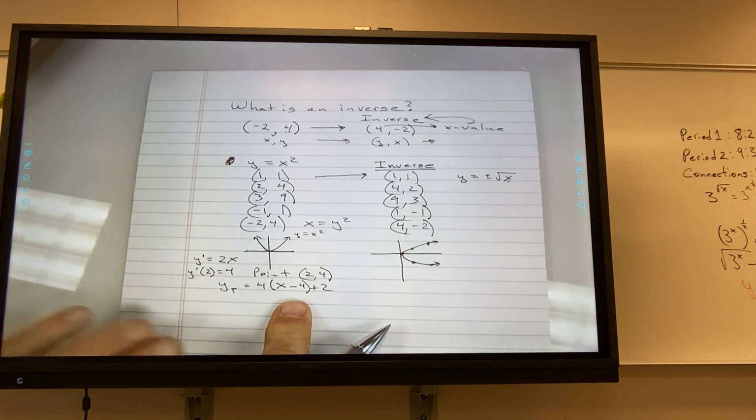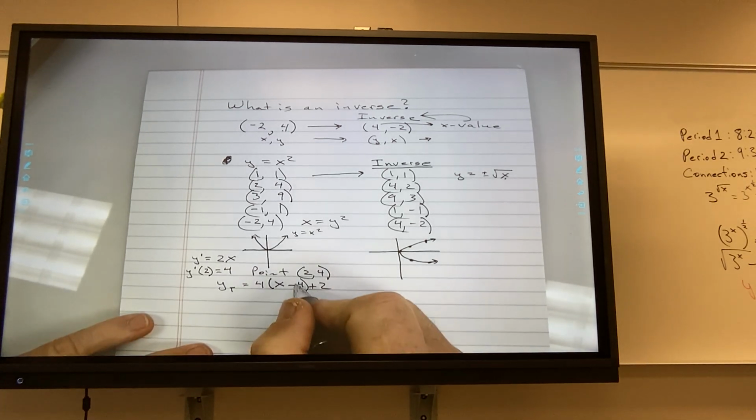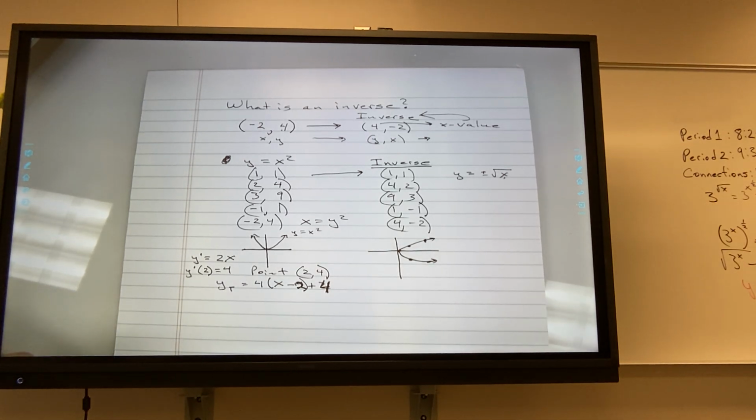Now, wait, I'm confused. I got the 4. I got x plus 2. This is wrong. It should be y equals 4 times the quantity x minus 2, plus 4. Are you not unconfused now? I put it in the normal tangent line format. I stopped doing the mx plus b, because I realized it's very hard to do sometimes. I had made a mistake. Everybody see the mistake? I had it the wrong way.